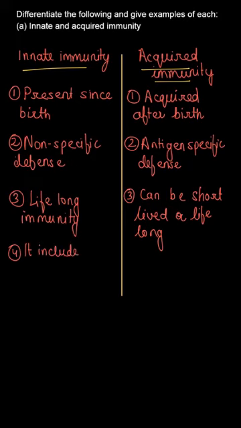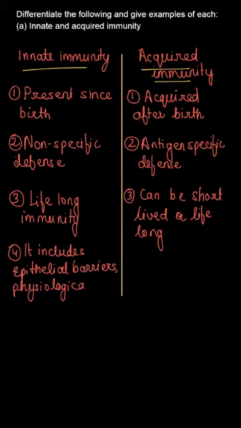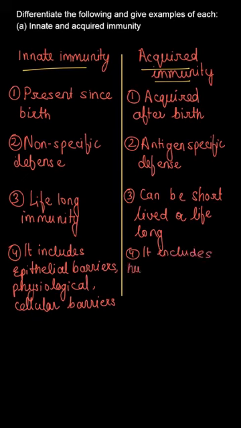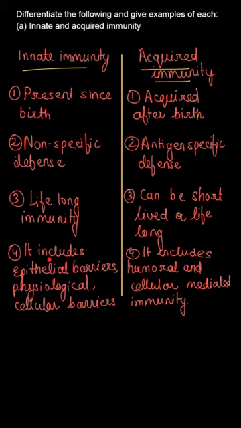Moving on to the next point, innate immunity includes epithelial barriers, physiological barriers, and cellular barriers. Okay, whereas acquired immunity comprises humoral immunity and cellular immunity. So the epithelial barrier includes skin and mucous membrane. Basically, these barriers prevent the entry of microbes into the body.